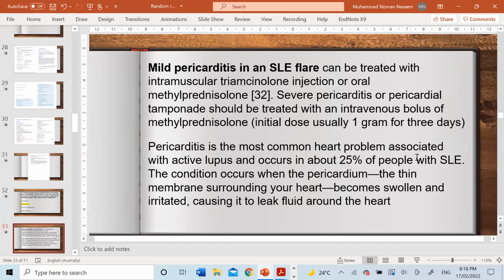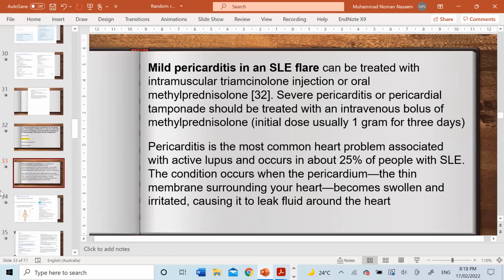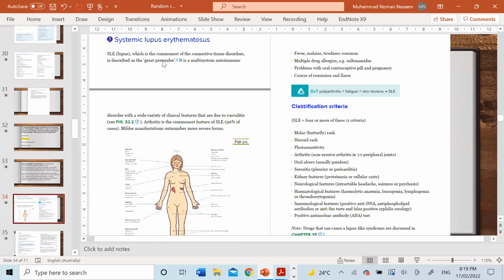It is one of the most common heart problems associated with the active lupus, and it occurs in 25% of the people. It is a condition when the pericardium becomes swollen and irritated and causes leakage of the fluid around the heart. One of the complications of the pericarditis is pericardial tamponade. So this is also from your JM.